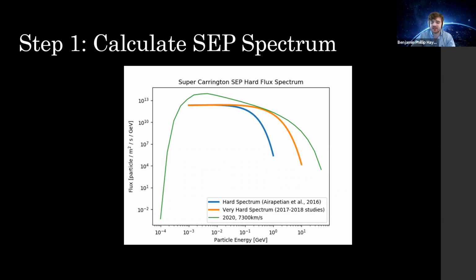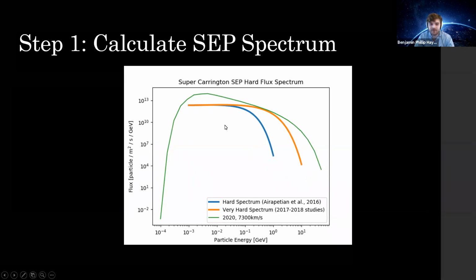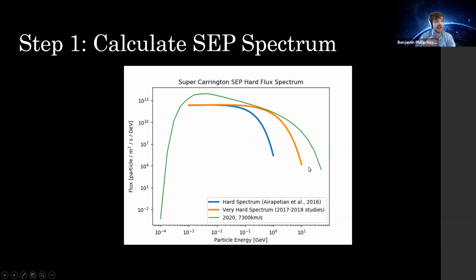So step one was calculating this SEP spectrum. This green line, this is what we're actually currently using in the paper. And what we really care about is these particles that are larger than about 1 giga electron volts, because these particles have high enough energy that they're able to penetrate all the way down into the troposphere. And once you're creating a lot of these molecules in the troposphere, it's very easy to rain them out or to deposit them onto the surface.